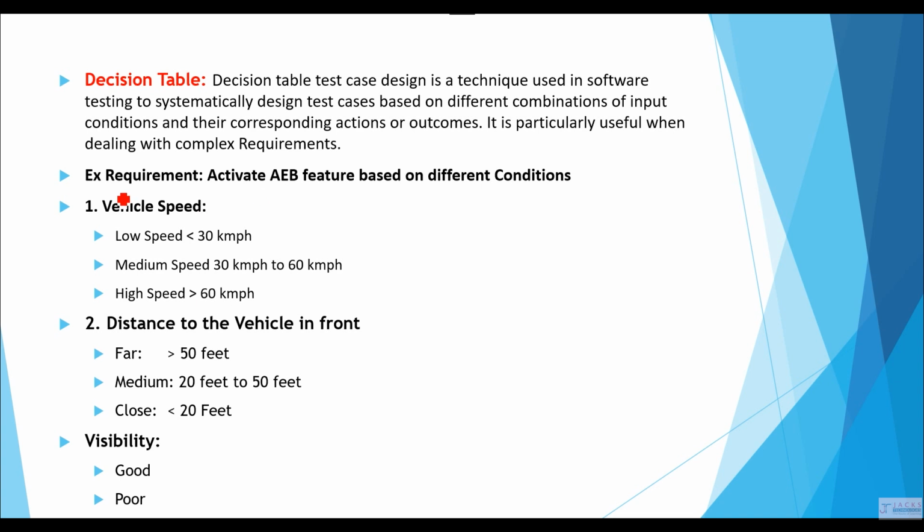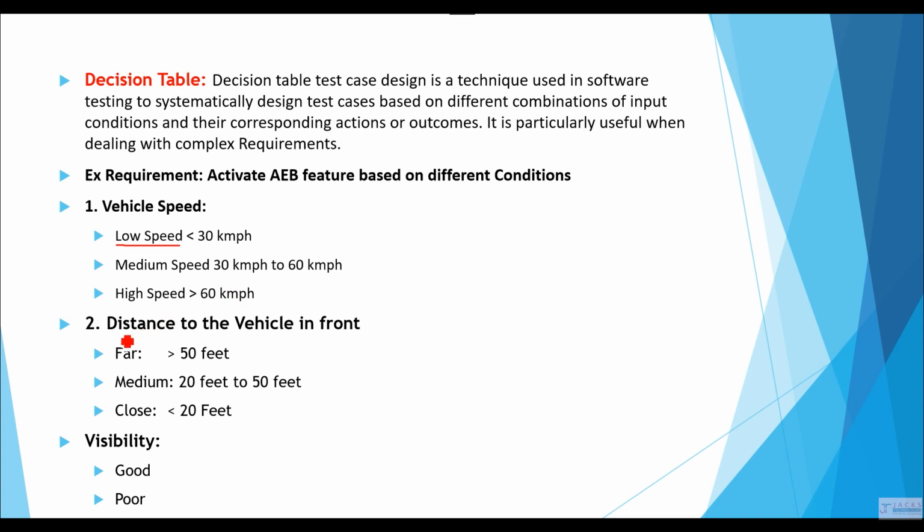Got it? Now, the first input, vehicle speed. In vehicle speed, we have three categories. One is low speed. What is low speed? Less than 30 km per hour. What is medium speed? 30 km per hour to 60 km per hour. High speed is greater than 60 km per hour.